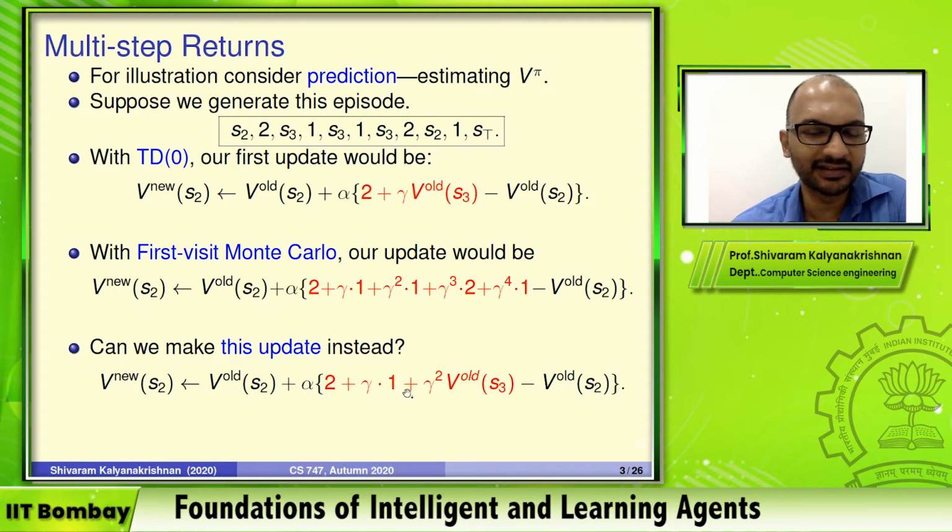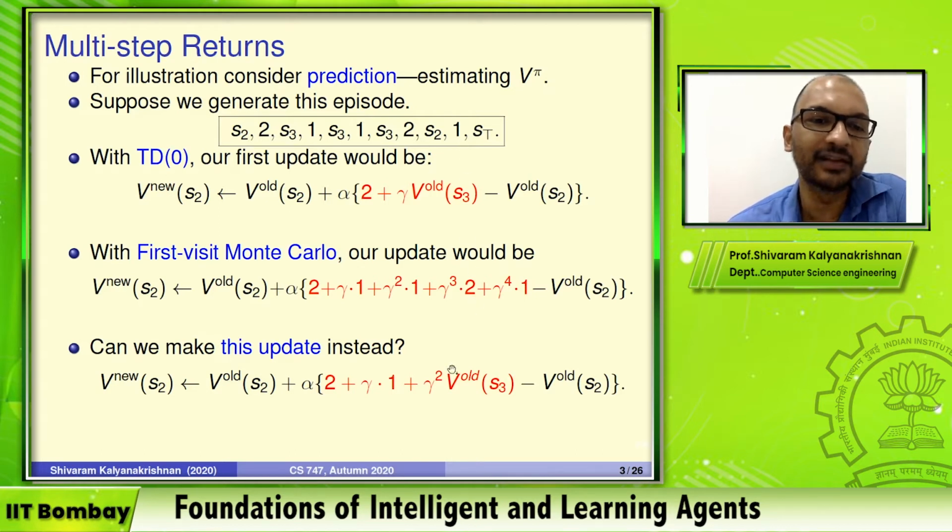So what is this? This is 2 plus gamma times 1 plus gamma squared times V old of S3. So where is this coming from? Okay, with TD0, we took the first reward and then we said gamma times whatever is my current value estimate for S3 over here. With Monte Carlo, we said we're going to look at more of these returns, go right until the very end, and at that point stop. So that's what's going on over here.